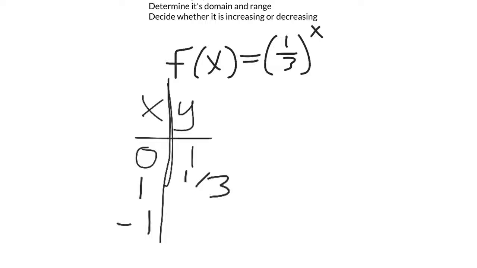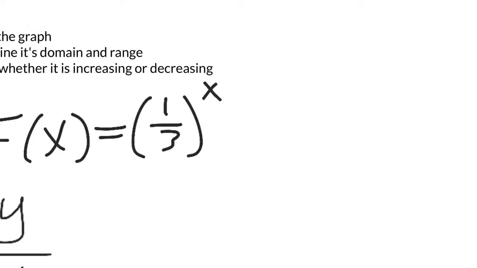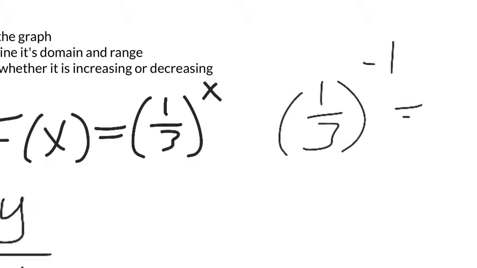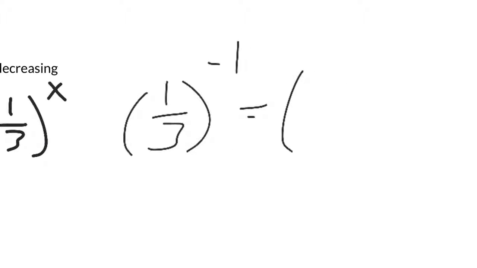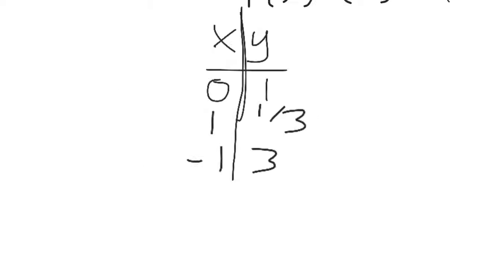Now this negative 1, though, you might not be aware of. This one's actually just going to be 3, because a negative exponent can be rewritten as a positive exponent if you make its base the reciprocal. So 1/3 to the negative first, that's the same thing as 3/1. So that's what it looks like if you put it in as a positive power. And we all know 3/1, that's just 3.